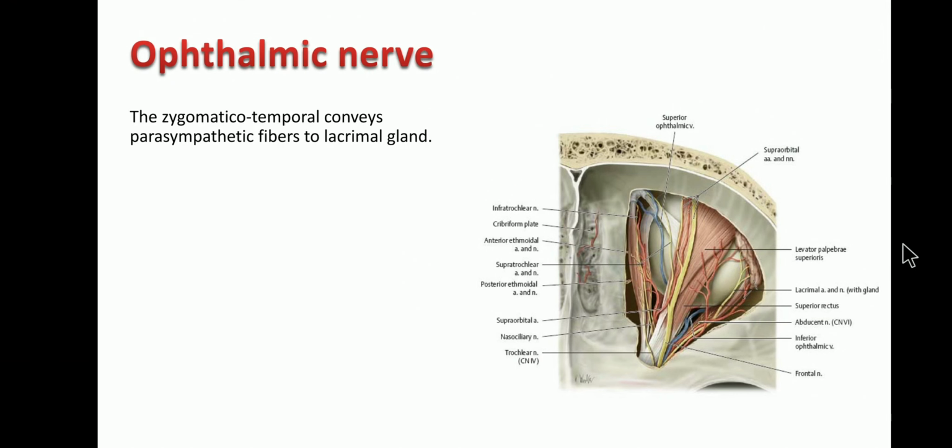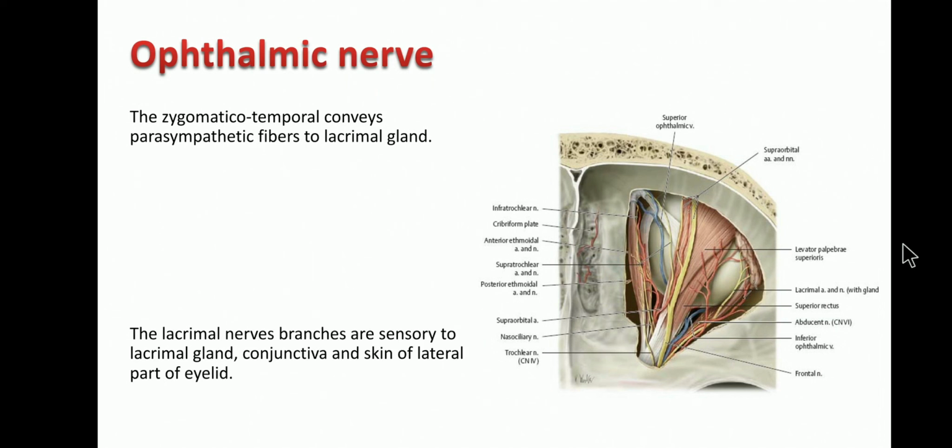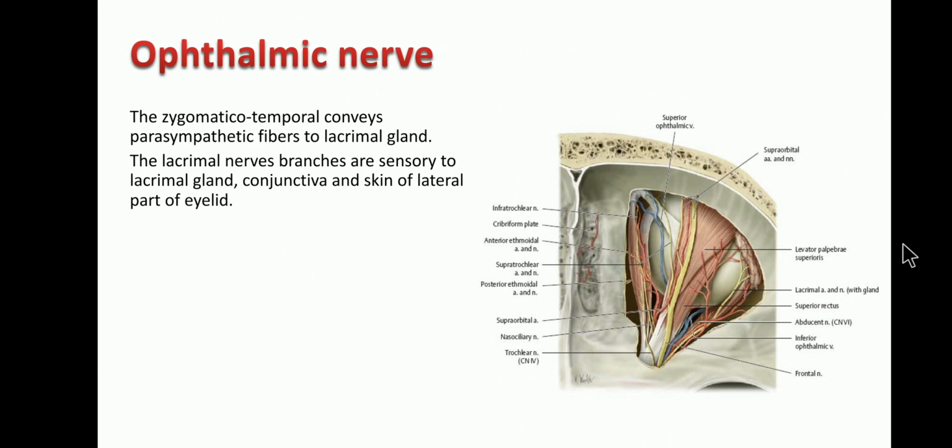The zygomatico-temporal nerve, as I told you, conveys mainly the postganglionic parasympathetic fibers from the pterygopalatine ganglion to the lacrimal gland. Finally, it gives sensory branches to the lacrimal gland, and it also supplies the lateral part of the upper eyelid and the conjunctiva.